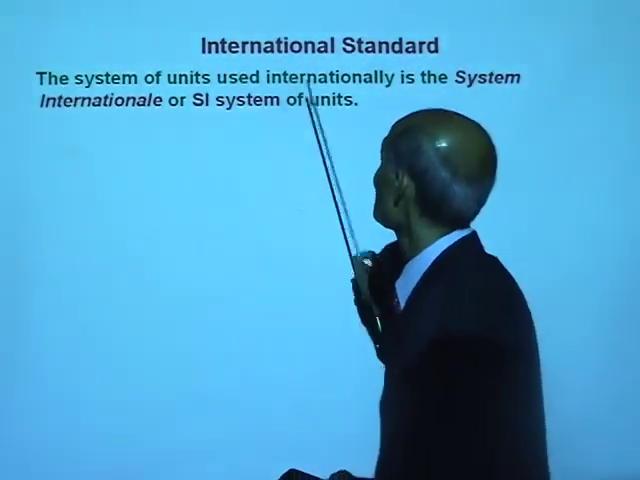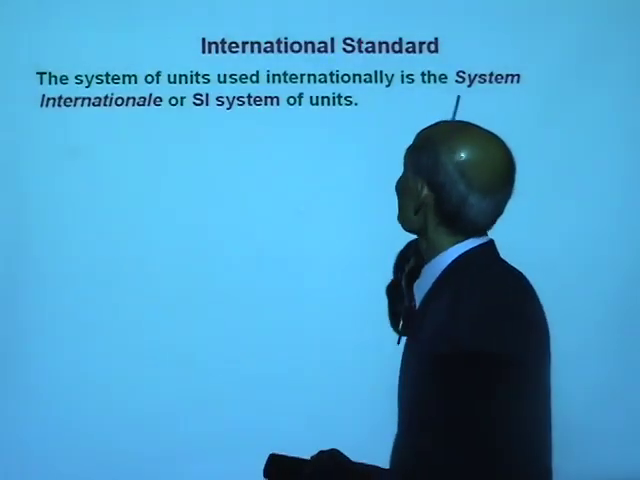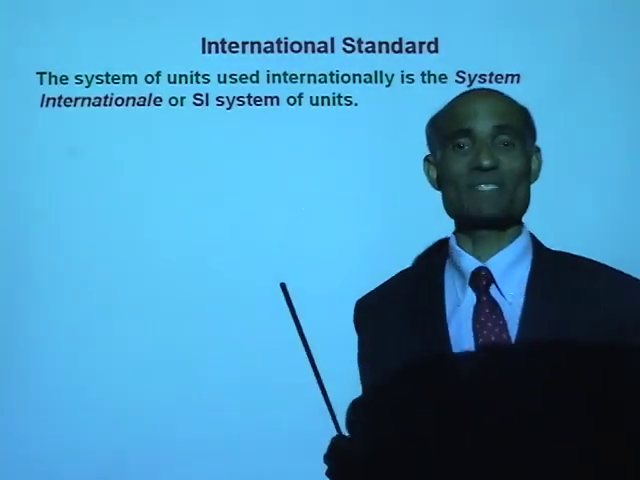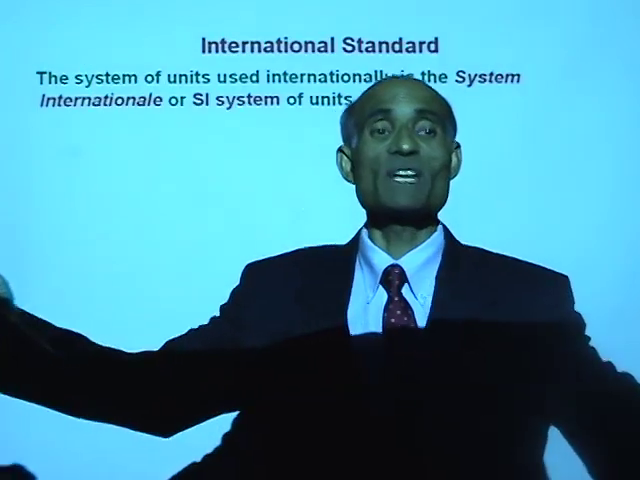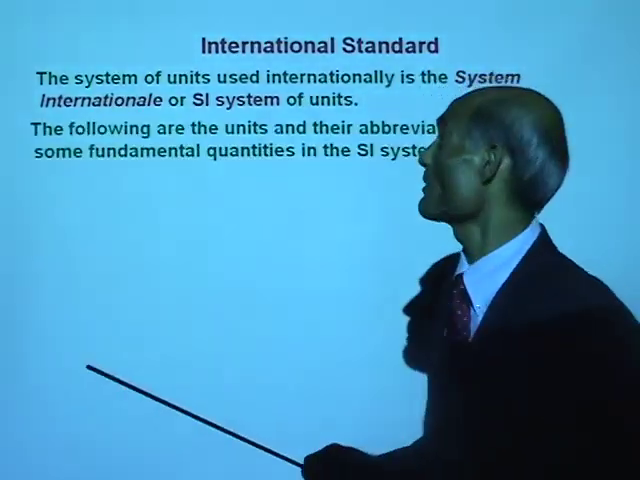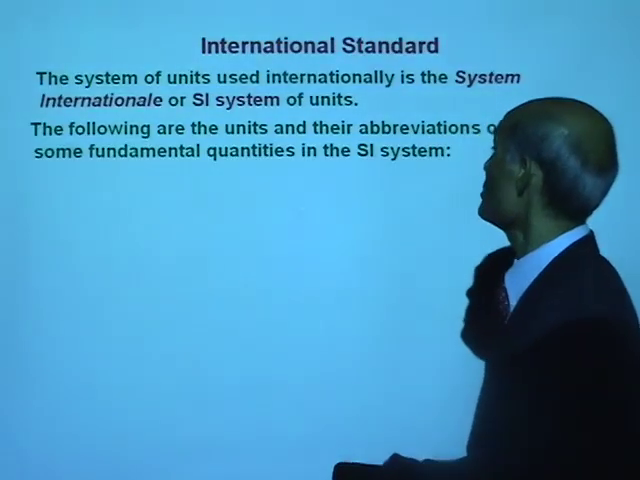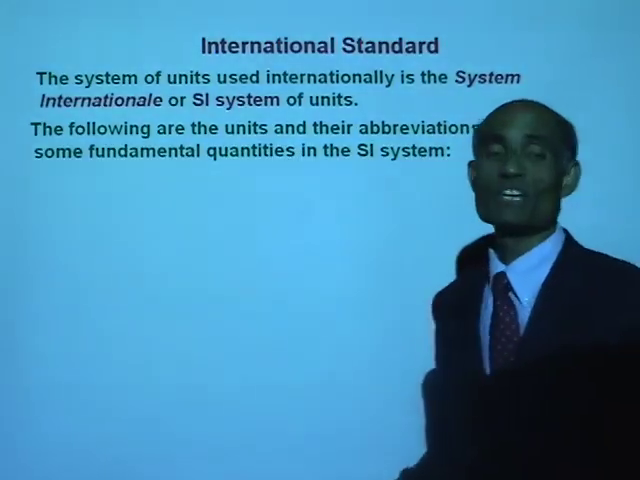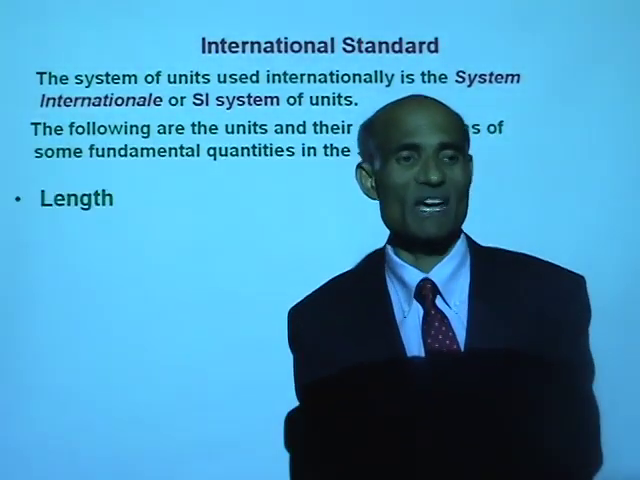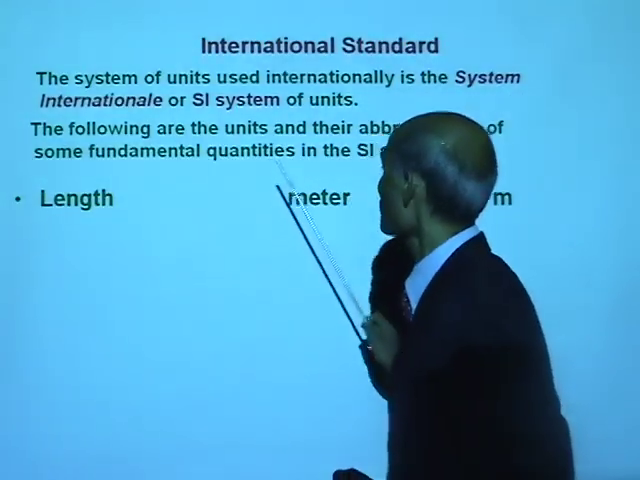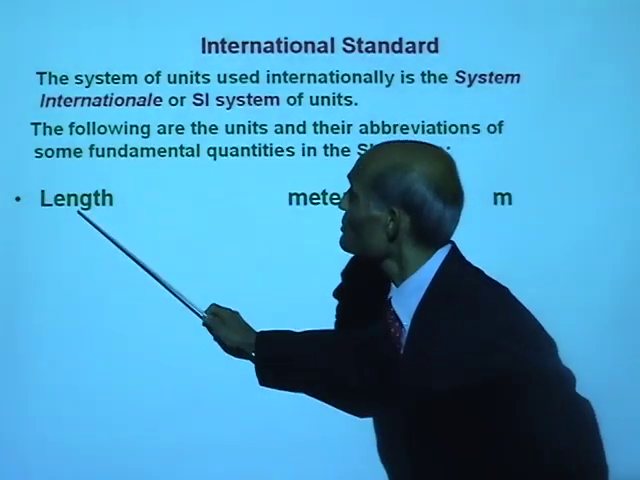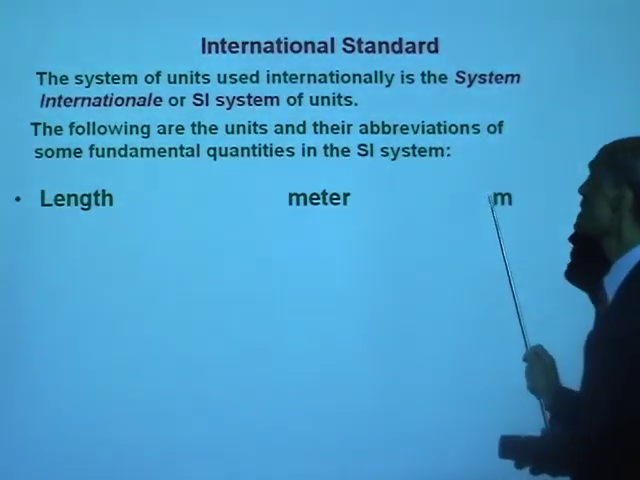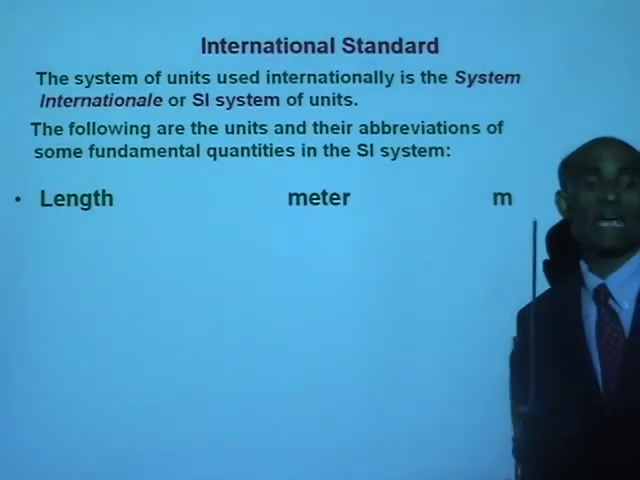The system of units used internationally is called the System International, or the SI system of units. That is the system of units used internationally all over the world now. The following are the units and their abbreviations of some fundamental quantities in the SI system. I want you to watch this carefully. Now, length, the unit of length is the meter. I just showed you the meter stick. And the abbreviation for a meter is lowercase m.